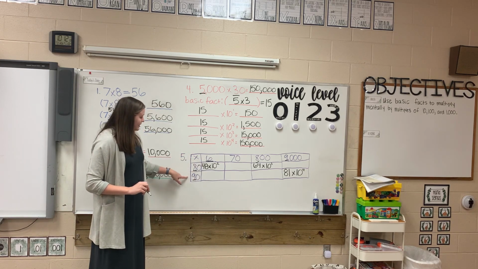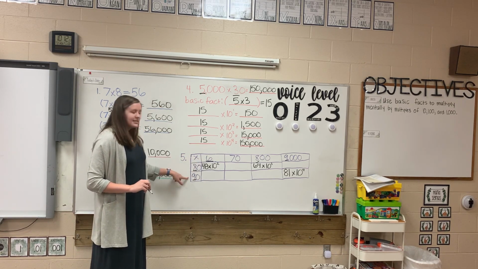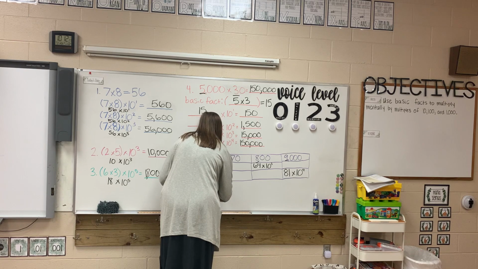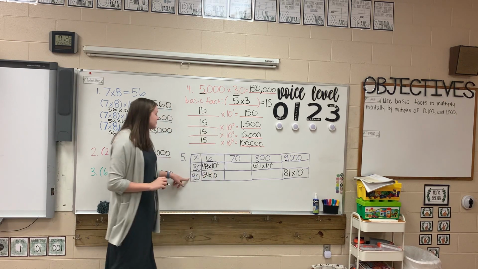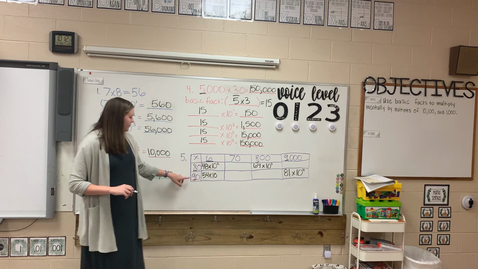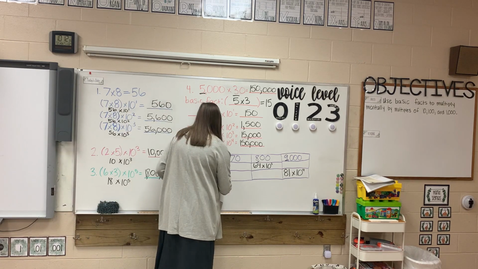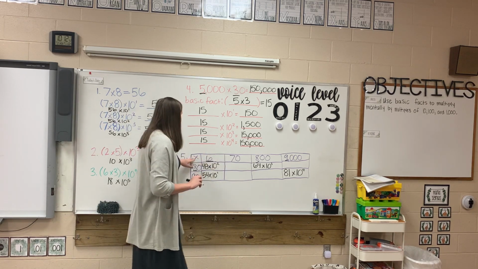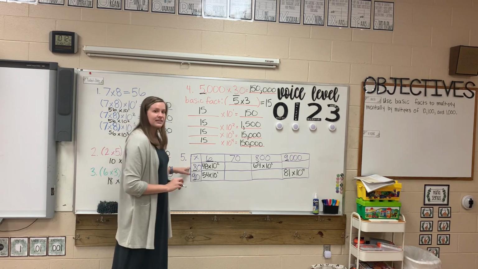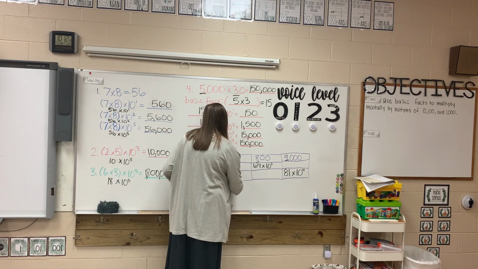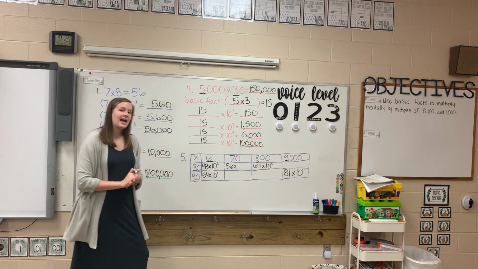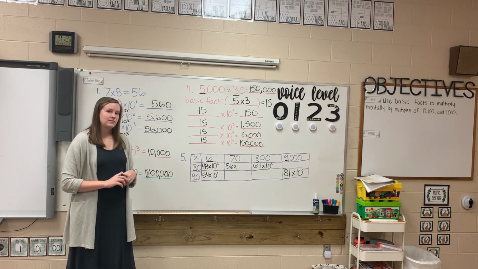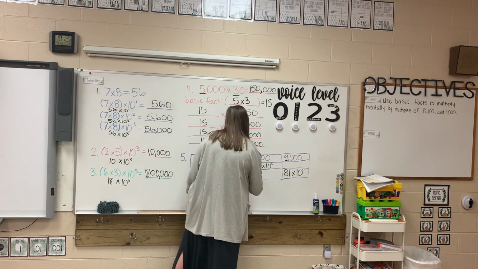6 times 90. What is 6 times 9? Good job. Times 10. What is our exponent going to be? 1. Because we just have 1 zero. 6 doesn't have any zeros. 70 times 80. 7 times 8. 56 times, well, how many zeros do we need? 70 has 1, 80 has 1. So we need 2. So we have the second power of 10.